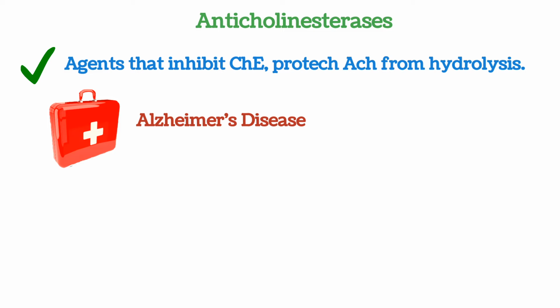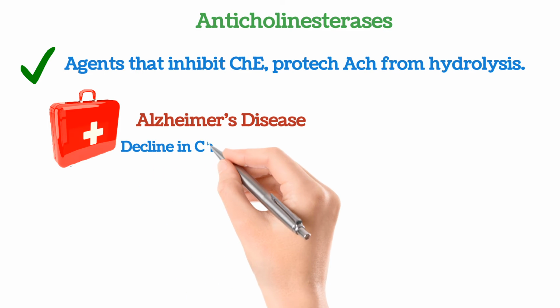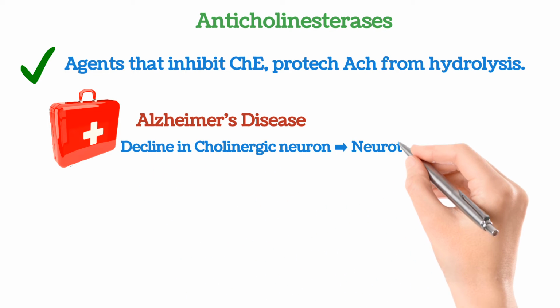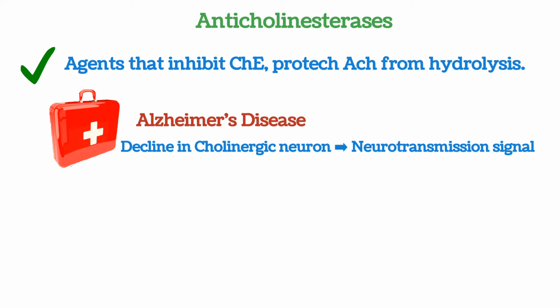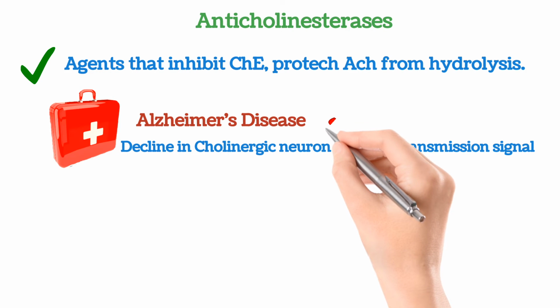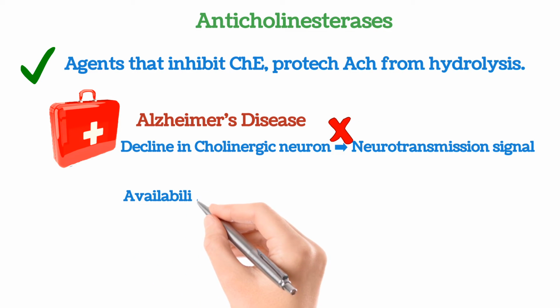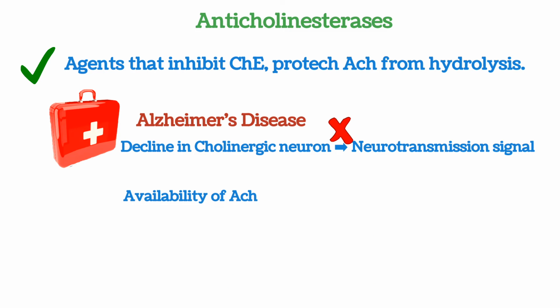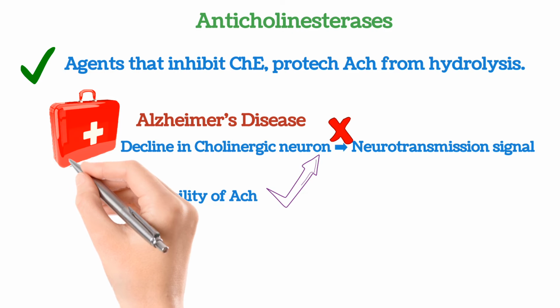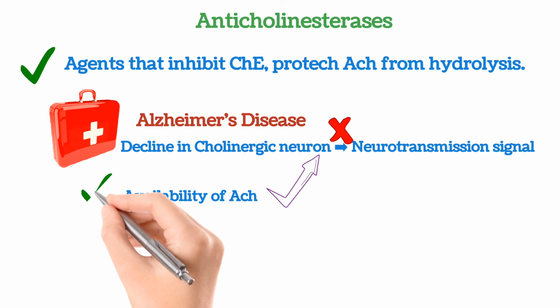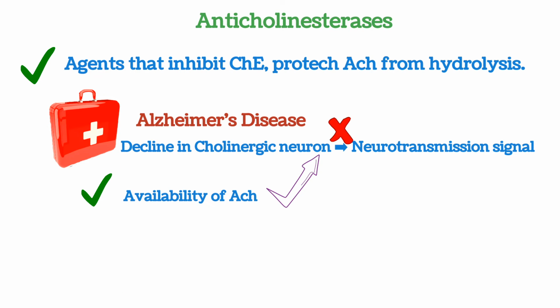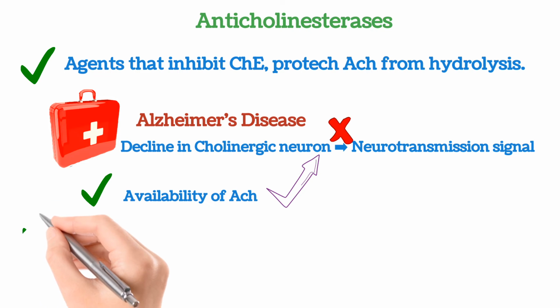As we all know, it is a kind of neurodegenerative disease where there will be a decline in cholinergic neurons. As cholinergic neurons decline and their number reduces, neurotransmission signals will fail. There will be a problem in signal transmission from one neuron to another neuron. So in this case, if we use an anticholinesterase drug, it will increase the availability of acetylcholine. Despite there being fewer cholinergic neurons, the acetylcholine level will get balanced in the brain.